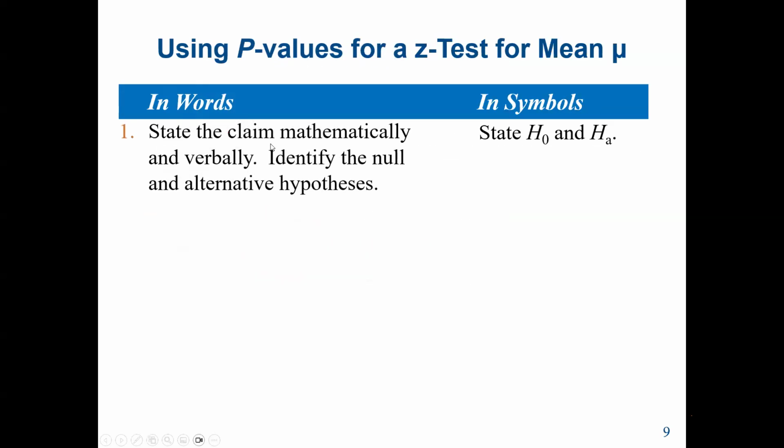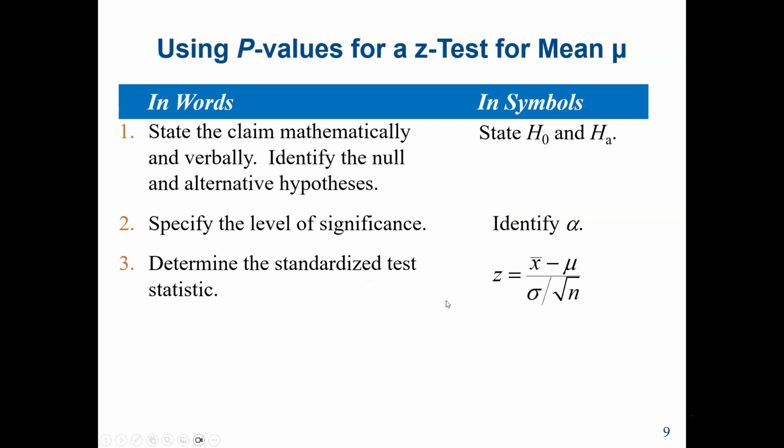This is the z-test for the population mean. First, we state the claim mathematically and verbally, and identify the null and alternative hypotheses, which are H0 and HA. Then we specify the level of significance, identify alpha. Then we can determine the standardized test statistic using z equal to X bar minus mu over the standard error, or standard deviation divided by the square root of n.